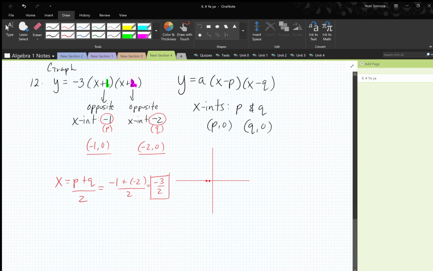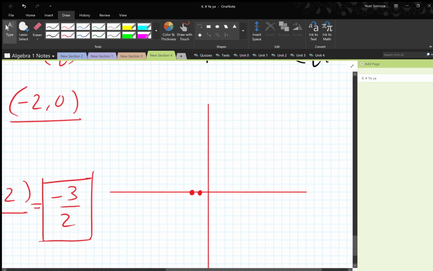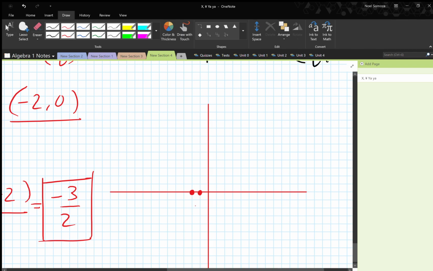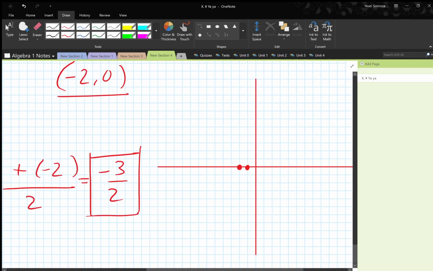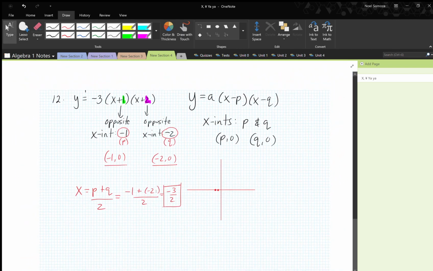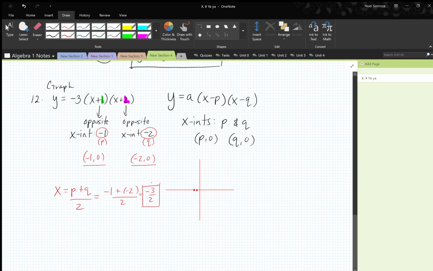So you know that your vertex is going to be somewhere between these two points. It might be down here or it might be up here. We need to figure that out, and the way we do that is you take the value you just found for x and plug it in wherever you see x in the original equation. So y equals negative 3 times negative 3 over 2 plus 1, times negative 3 over 2 plus 2.